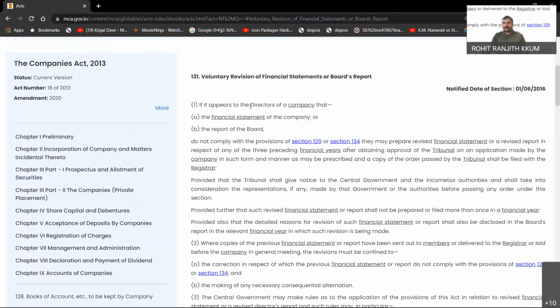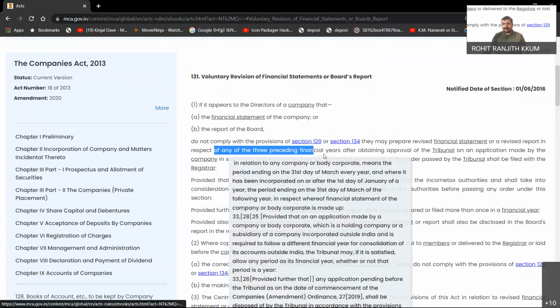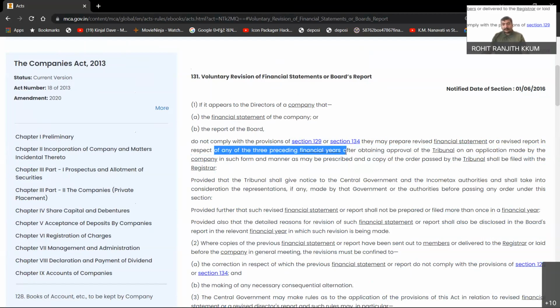So if it appears to the directors of a company, now this is very important. If it appears to the directors of the company that the financial statement of the company or the report of the board don't comply with section 129 or section 134, they will prepare revised financial statements or revised report in respect of any of the three preceding financial years, after obtaining the approval of the tribunal. The court is not here, only tribunal.